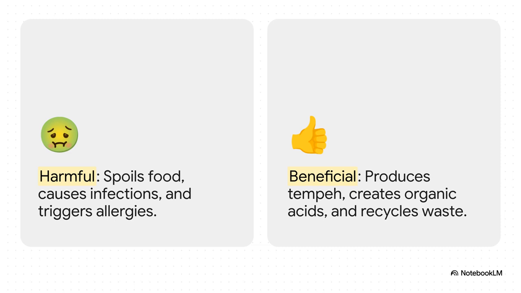What's so fascinating about Rhizopus is its dual nature. I mean, on the one hand, yeah, it's a foe. It spoils our food, can cause infections, and triggers allergies. But it's also a friend. It's absolutely essential for fermenting foods like tempeh. It's used to produce valuable organic acids. And of course, it plays this vital role as a decomposer in our ecosystems.